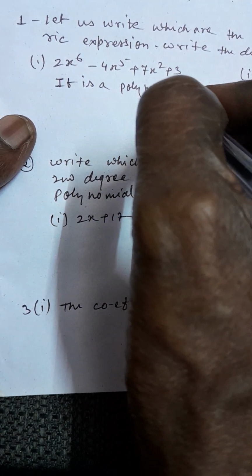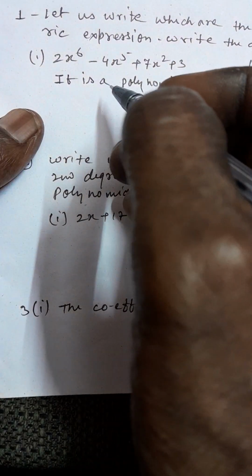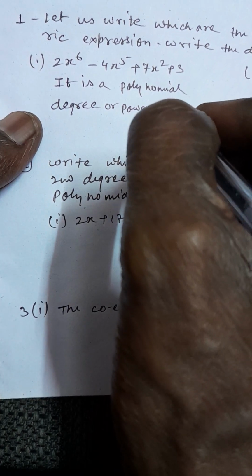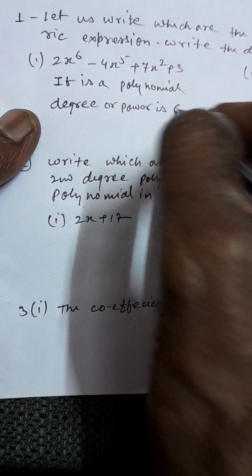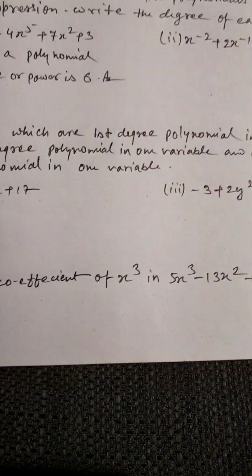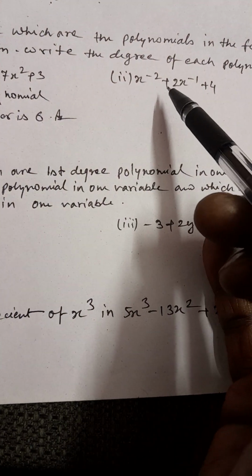So first you have to write it is a polynomial. And what is its degree? Degree means power. So degree or power is, we have to consider the highest power. So what is the highest power? That is 6. So degree or power is 6. This is the answer.